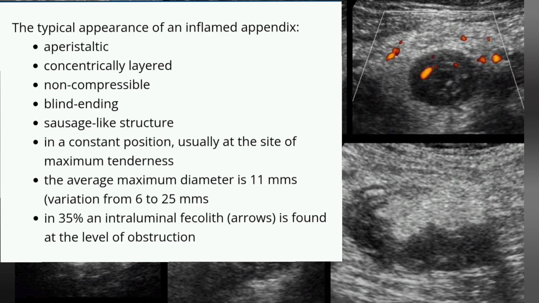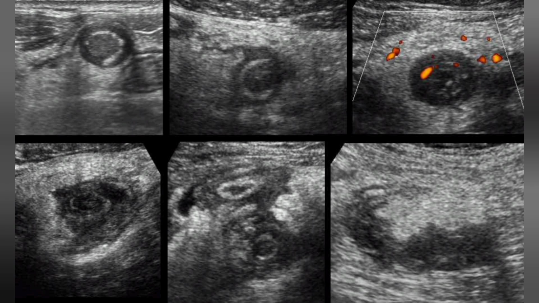This is usually sausage shaped and usually remains in a constant position. The diameter of the loop is usually more than 6 mm in acute appendicitis. In some cases, you can see a phlebolith within the lumen of the appendix that is causing the acute appendicitis. The surrounding mesentery is usually inflamed and there is very hyperechoic fat surrounding the acute appendicitis.